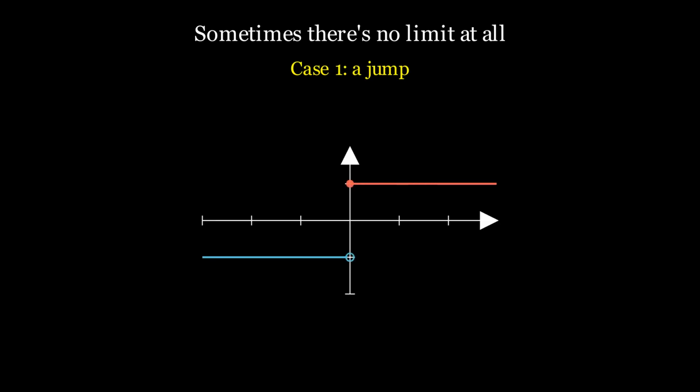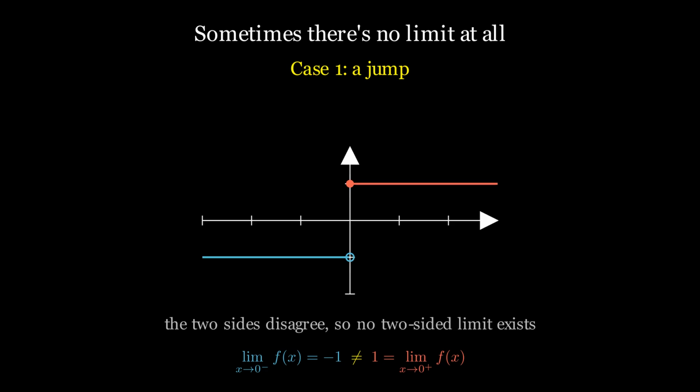Limits don't always exist, though. Here are three classic ways they fail. First, a jump. Approach 0 from the left and the function sits at -1. Approach from the right and it sits at +1. Both one-sided limits exist perfectly well, they just disagree. And since they disagree, there is no single two-sided limit. This is exactly the agreement condition from earlier, failing.